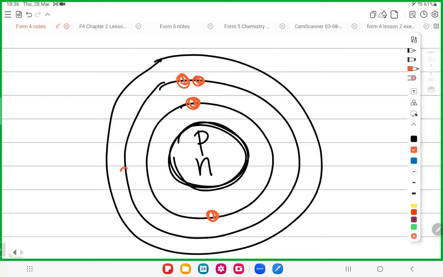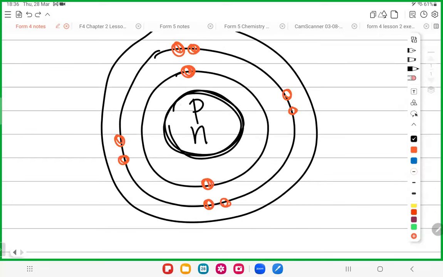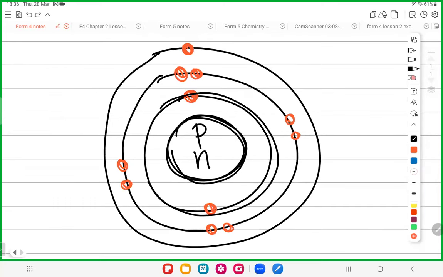Maybe I can draw like this. Next week, I will show you how to put in the electron in the right way. But for now, I just want you to know this picture. Inside the atom, there is a nucleus. In the nucleus, we have proton and neutron. So electron is outside the nucleus and moving in their own shell.